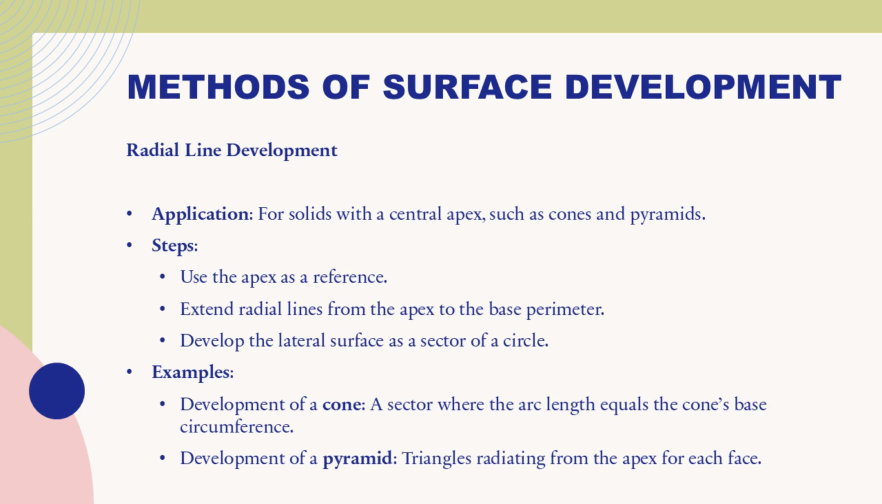Radial line development focuses on solids with a central apex. This method is perfect for cones and pyramids with radiating geometries. We use the apex as a critical reference point. Radial lines are extended from the apex to the base perimeter. The lateral surface is developed as a precise sector of a circle.